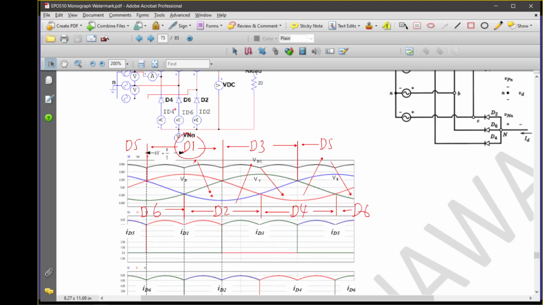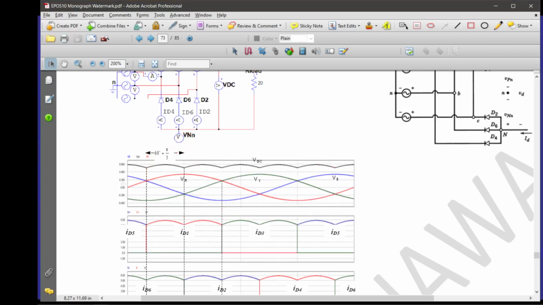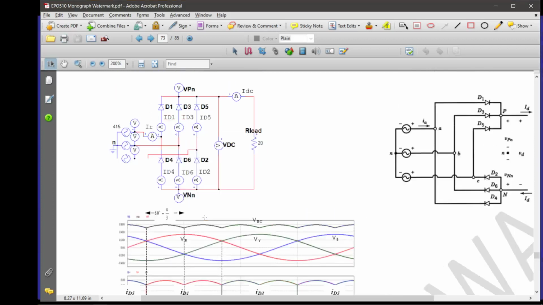If you label wrongly, or you want to have another labeling arrangement, you won't get this kind of nice sequence. So when you label the diodes in this arrangement, then you get that in the waveform. You can see it clearly from D1 to D2, and then D3, D4, D5, D6. So that's the reason we label in such arrangement: D1, D3, D5, D2, D4, D6.